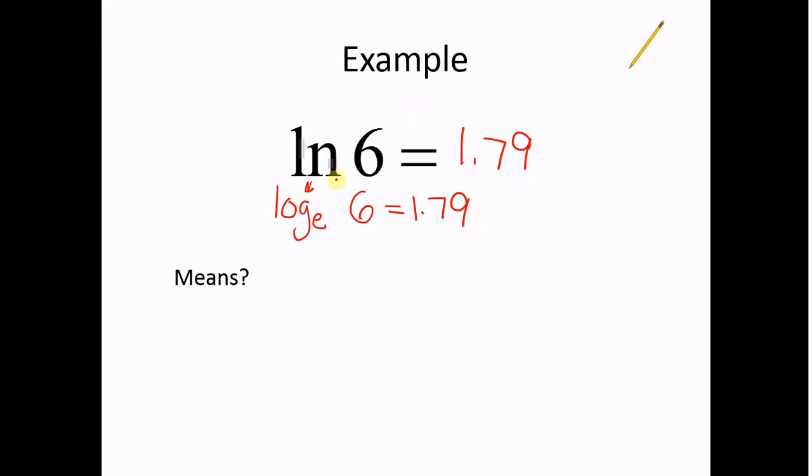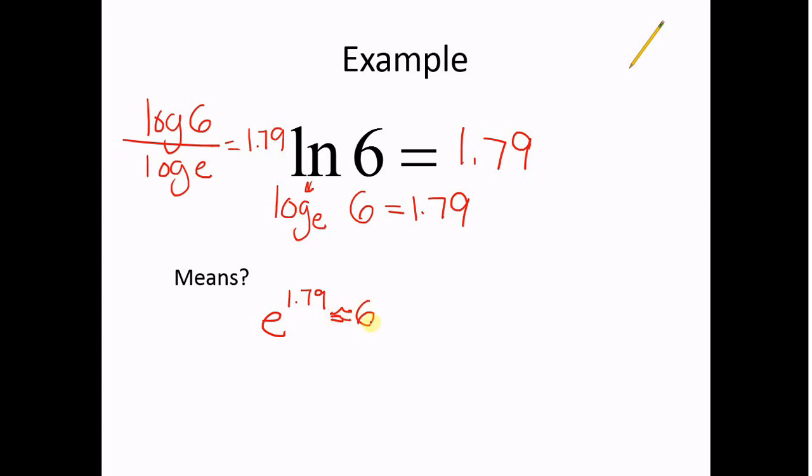So basically, if you would want to get the right answer, you could have gone log base 6 over log base e. You would have gotten 1.79. What this means, e to the 1.79 power is approximately 6. About.